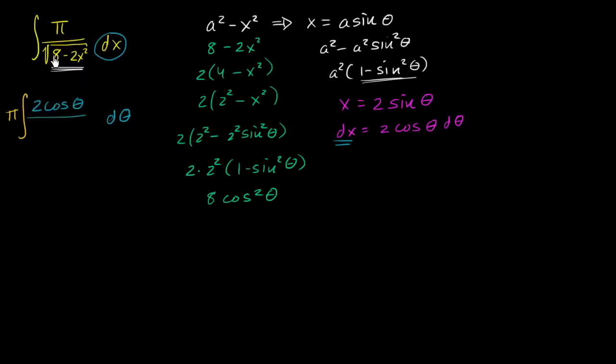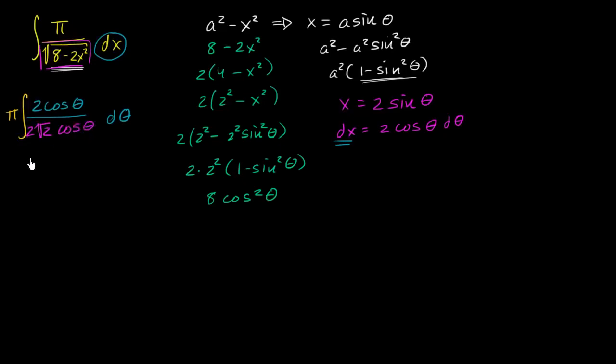And then here in the denominator, I'm going to get the square root of 8 cosine squared theta. The square root of 8 is 2 square roots of 2. So let me make it clear what I'm doing. This right over here is going to be the square root of 8, which is 2 square roots of 2. And the square root of cosine squared theta is going to be cosine theta.